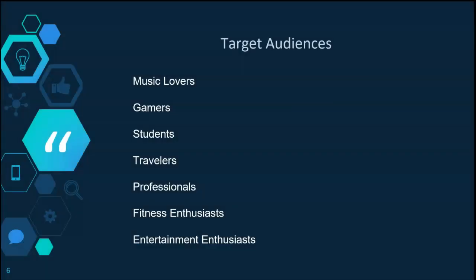Target audiences are music lovers, gamers, students, travelers, professionals, such as musicians, DJs, and audio engineers, fitness enthusiasts that like to listen to music while they're doing fitness, and entertainment enthusiasts, such as people who like to go to parties and listen to music in the headphones.